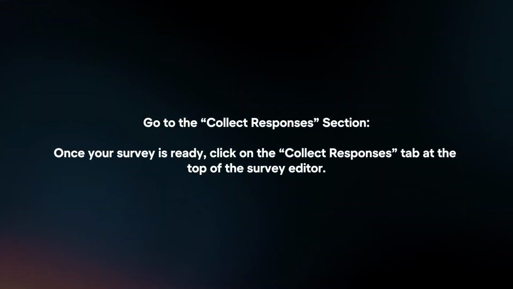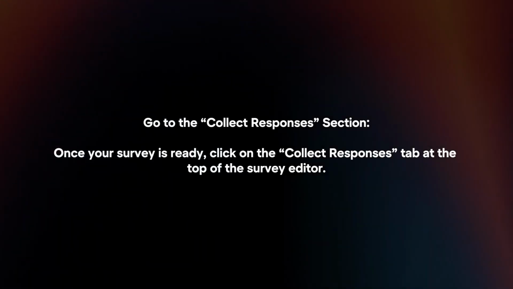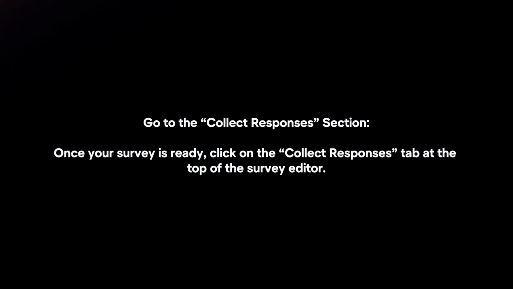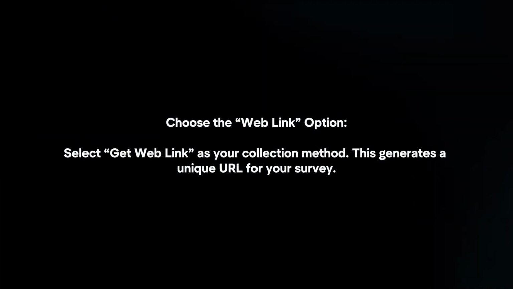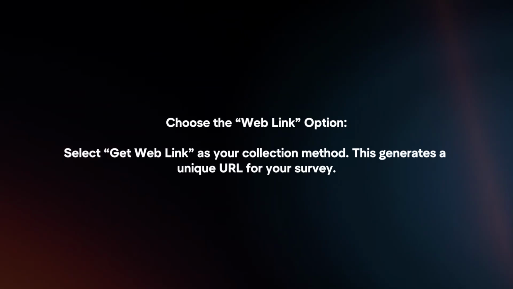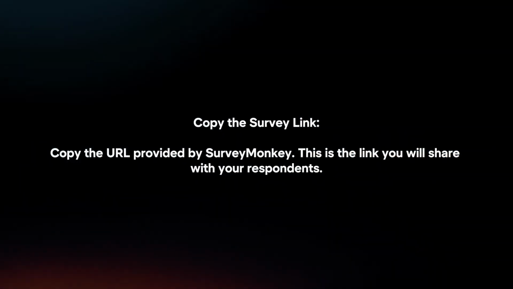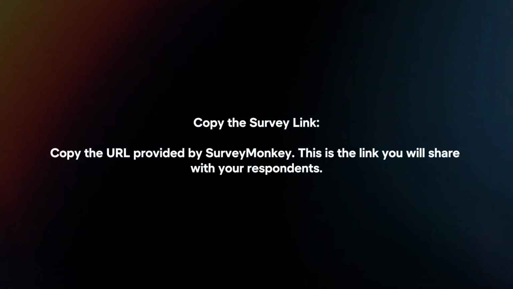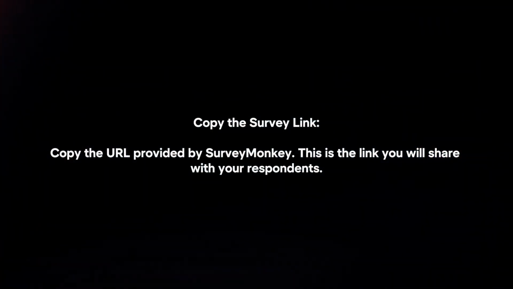Go to the Collect Responses section. Once your survey is ready, click on the Collect Responses tab at the top of the survey editor. Choose the web link option. Select Get Web Link as your collection method. This generates a unique URL for your survey. Copy the survey link. Copy the URL provided by SurveyMonkey. This is the link you will share with your respondents.